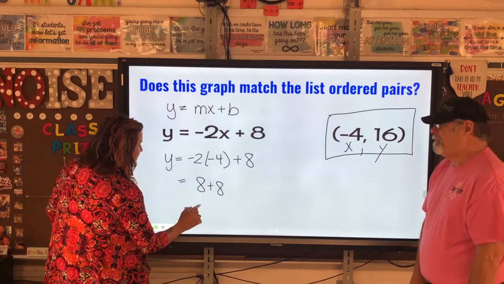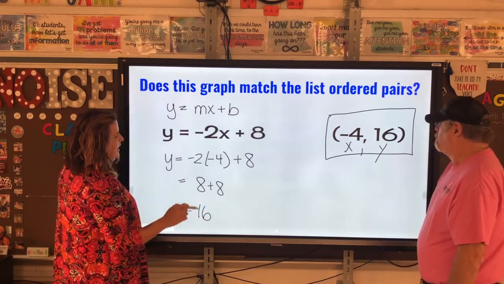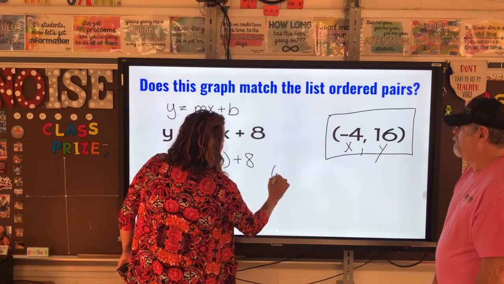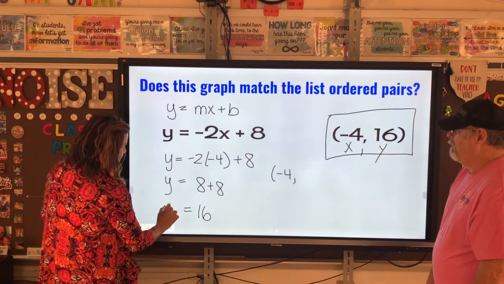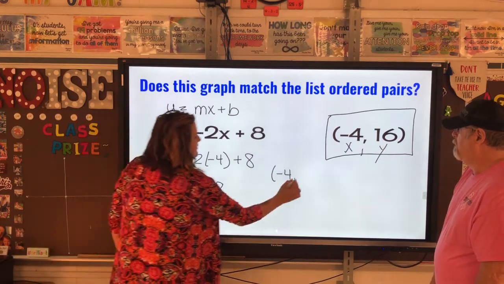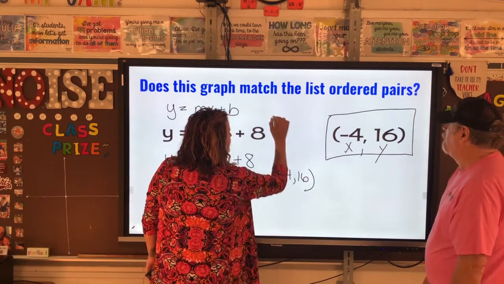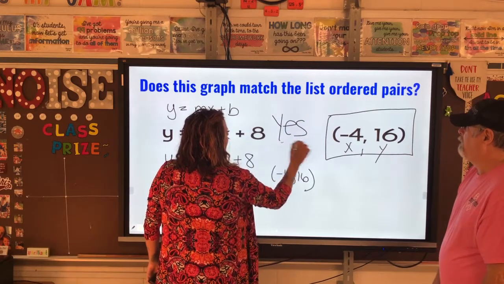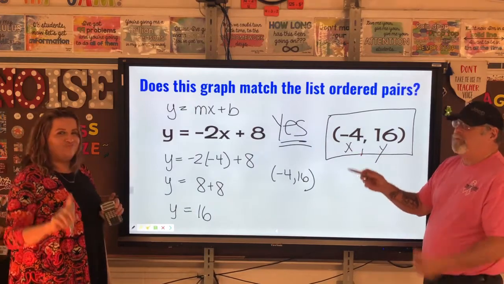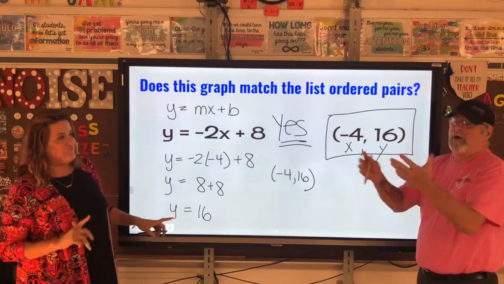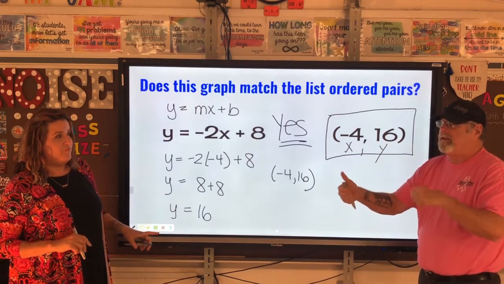And 8 plus 8 is 16. Well, look, when x is -4 on this line, my y would be 16, which means yes, this point is on that line. Very good. So we've proven once that it works. Well, it always works, but once it was on the line and once it wasn't.